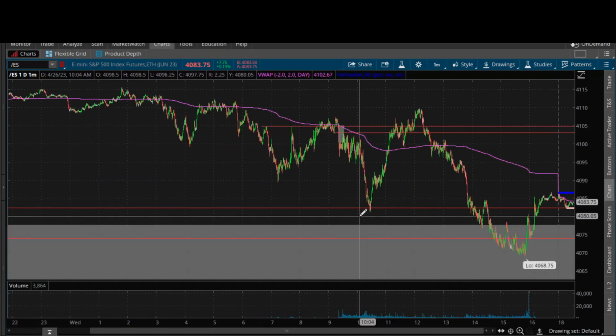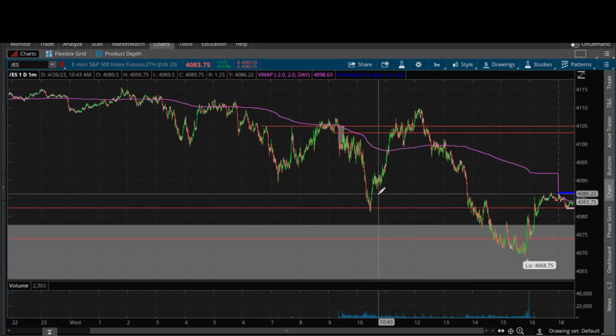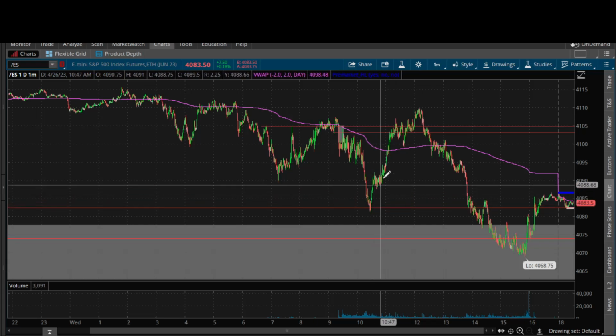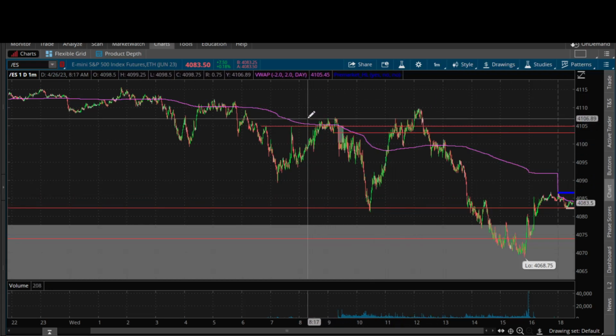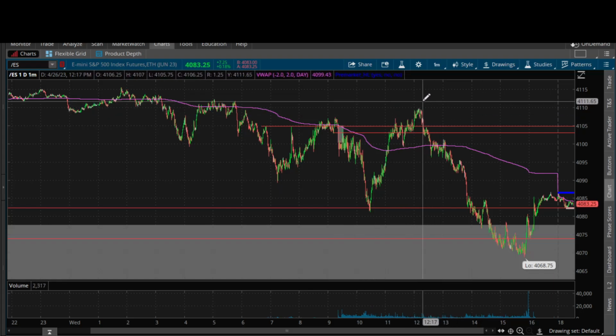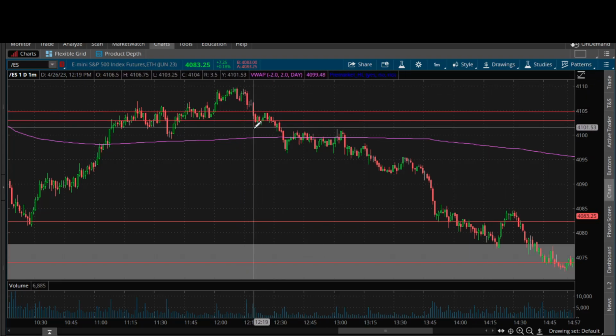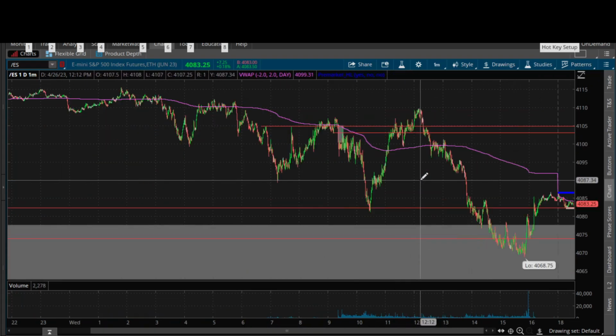Okay? And that's not random. I mean, look how clean that is. After testing that level, boom, it comes up and tags these buy stops right here this time around. Kind of the same scenario: displacement, a shift in market structure, and then it starts trading lower.